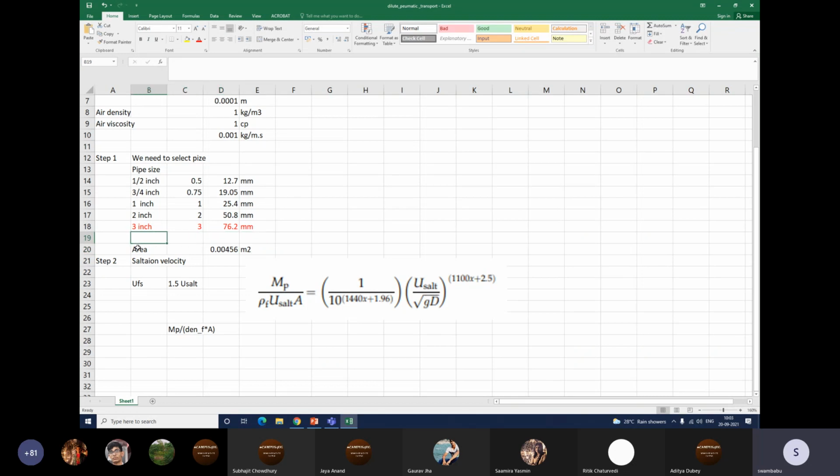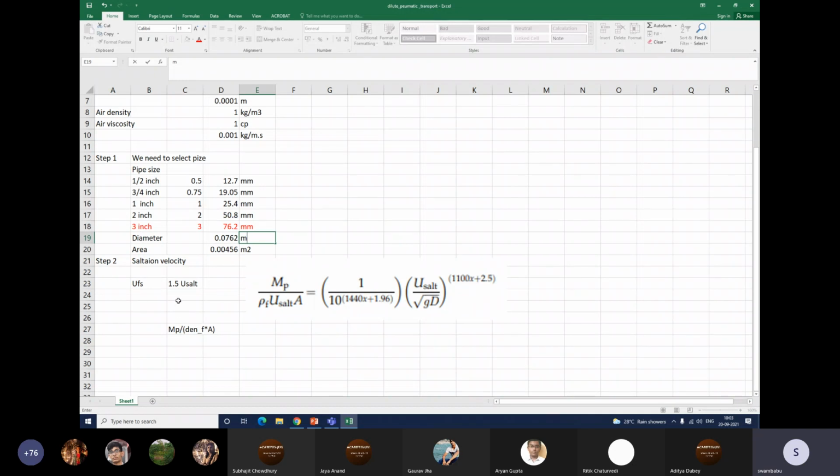Sir, in questions of this type, will we directly take the pipe with maximum diameter anytime? Since the diameter is proportional to pressure drop... Not necessarily, we will not always take the maximum.